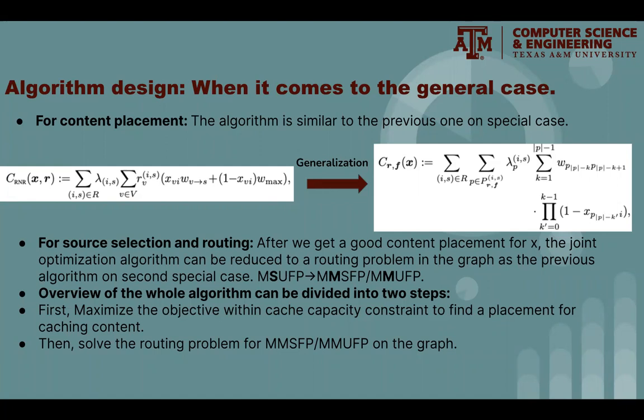The first is we need to maximize the objective within the cache capacity constraint to find a good placement for the caching content, which is talked about in the first special case. And then we need to solve the routing problem for MMSFP and MMUFP on the graph, as the second algorithm does.